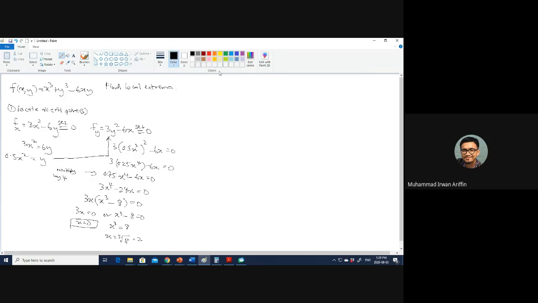Okay, maybe I should change this color a bit. So we have x equals 2 and x equals 0. For x equals 0, I'm just going to use this space here to find the corresponding y value. So for x equals 0, I'm going to use this equation, right? Because it is easier, this one. So I'm going to use this equation to solve for my y.